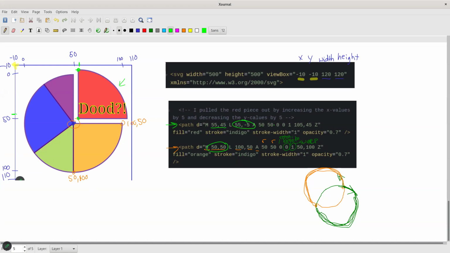And then from there, I arced with a radius of 50 in the x direction and a radius of 50 in the y direction. Don't rotate the system. And then I'm going to do the small arc sweep, and the 1 I think sweeps clockwise, 0 sweeps counterclockwise, and then end at the point 105,45. So 105,45 should be this point right here. And the Z, remember what the Z means from the first video? Z means go back to wherever you started, which was right there. So that's what the Z means. Go to start.